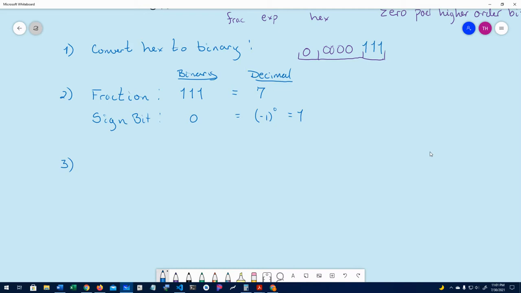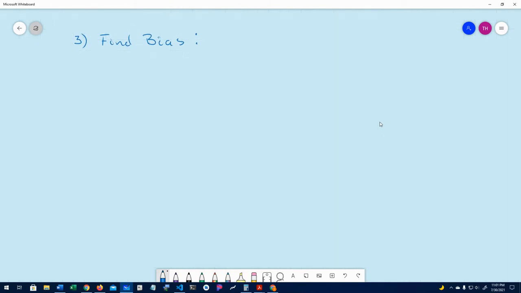Okay, so for the third step, I like to find the bias before I do the fraction. So let's do bias. And the bias is the same calculation for normal and denormalized. That's going to be 2 raised to the k less 1, all of that less 1. And k is going to represent the number of exponent bits.